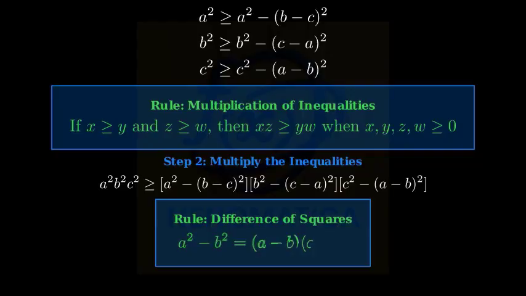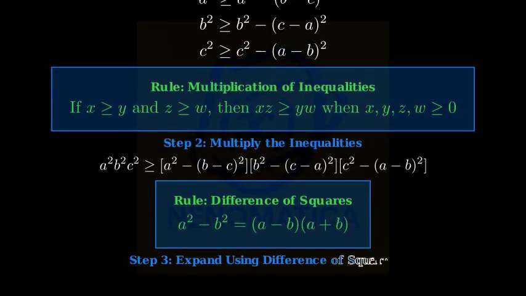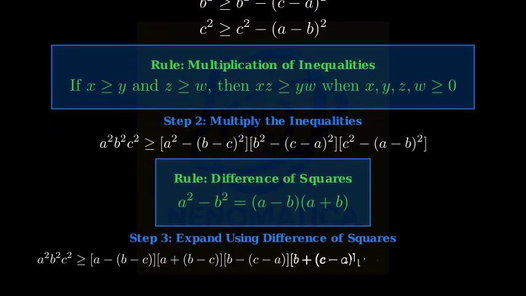Following the algorithm, we'll now expand the right side of our inequality. Let's expand each factor. a squared minus the quantity b minus c squared becomes a minus the quantity b minus c times a plus the quantity b minus c. Similarly, b squared minus the quantity c minus a squared becomes b minus the quantity c minus a times b plus the quantity c minus a. And c squared minus the quantity a minus b squared becomes c minus the quantity a minus b times c plus the quantity a minus b.